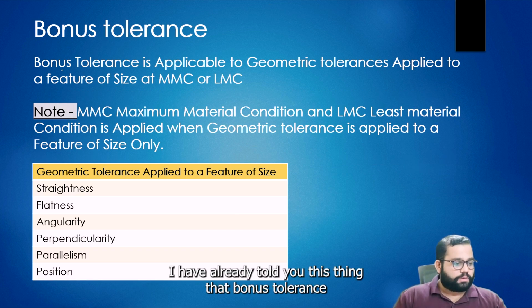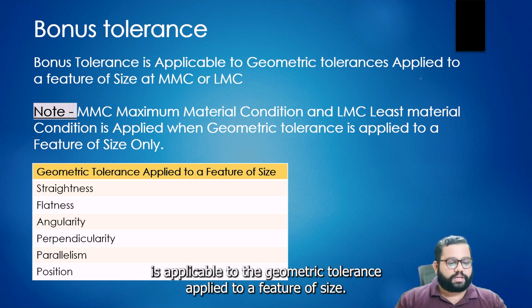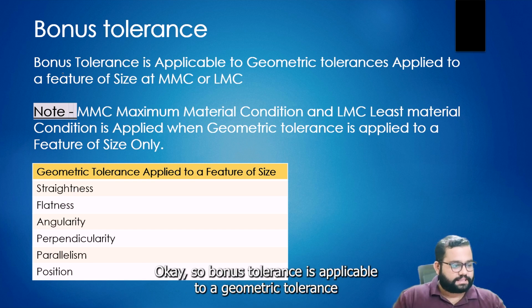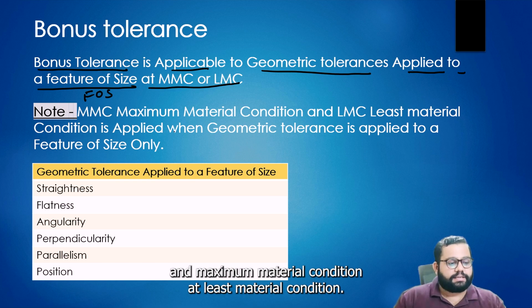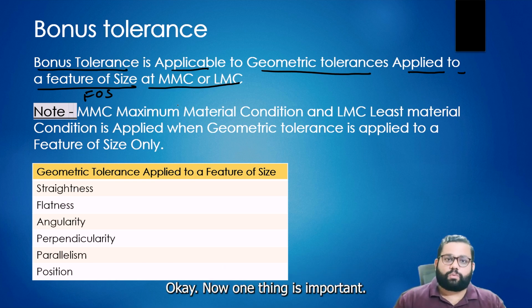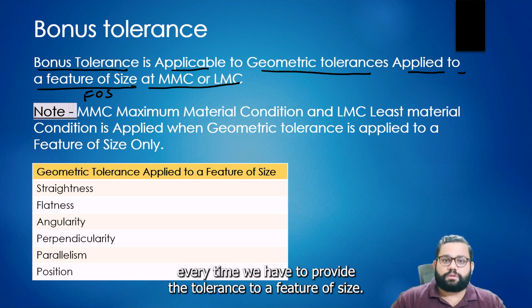I have already told you this thing that bonus tolerance is applicable to the geometric tolerance applied to a feature of size. Okay. So bonus tolerance is applicable to a geometric tolerance applied to a feature of size, FOS, at maximum material condition and least material condition. Now one thing is important. Every time we provide a tolerance to a feature of size.